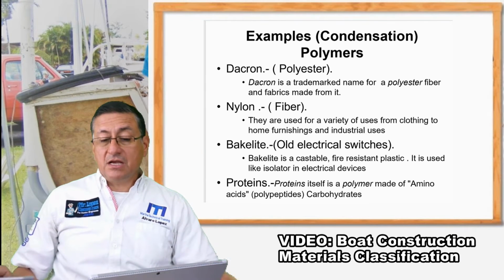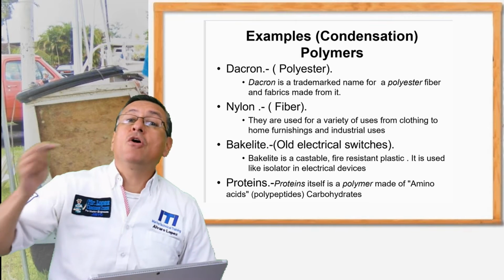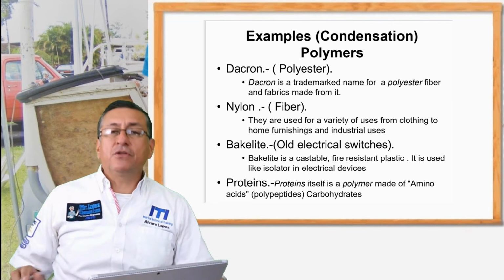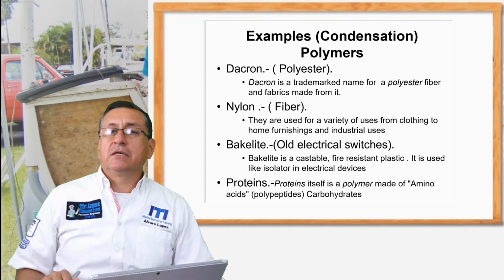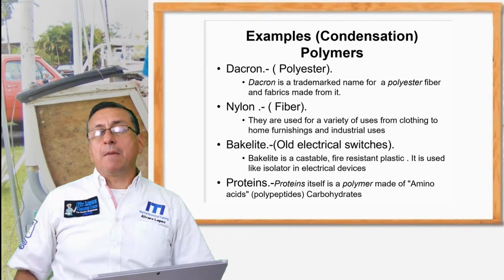And proteins. Proteins by themselves are polymers of amino acids. The monomers of the proteins are the amino acids. Yeah, the amino acids are the monomers of those proteins.